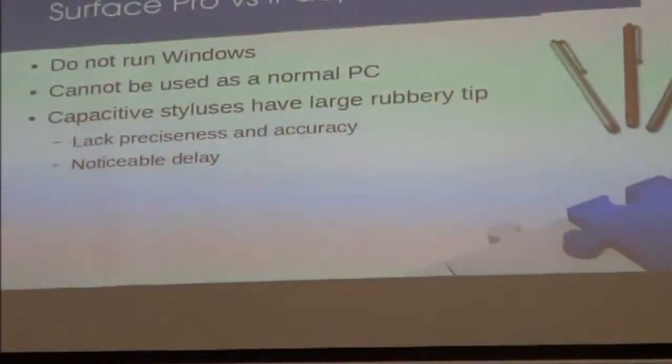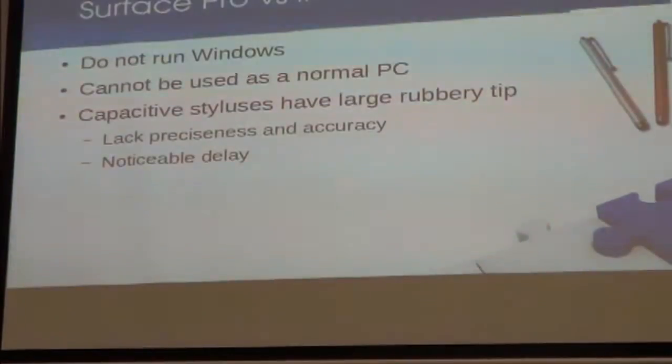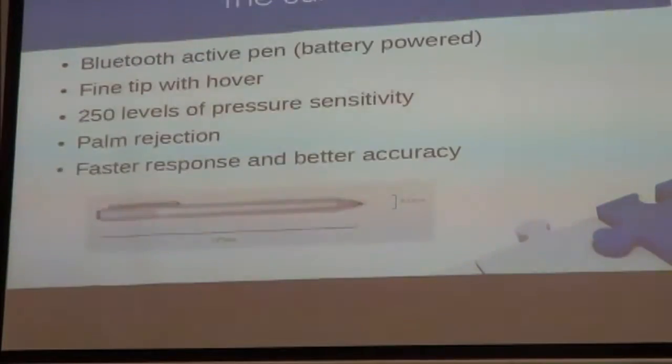And also I've noticed there's a noticeable delay. When you're writing, it's important to get the visual feedback that what you're writing is actually appearing there. I've noticed some delay in that. So that's why the Surface Pro is a much better solution, mainly because of the pen. The pen is an active capacitive pen.